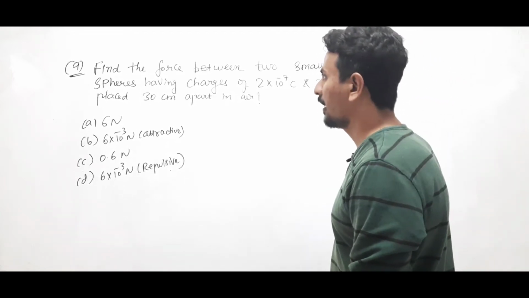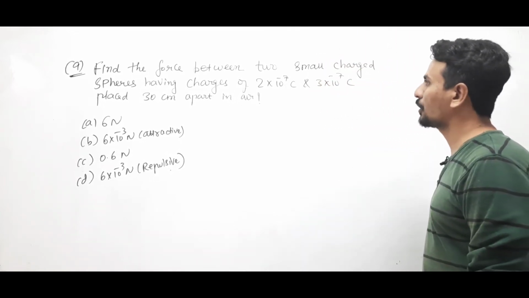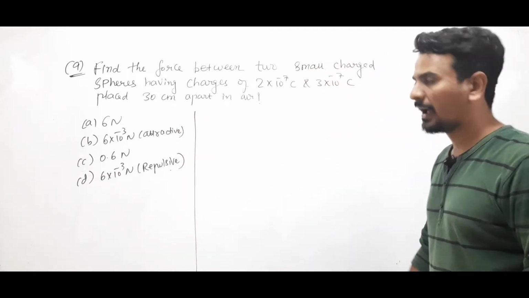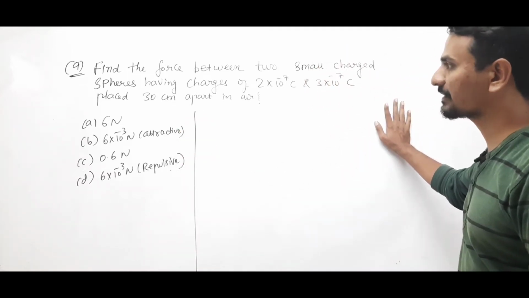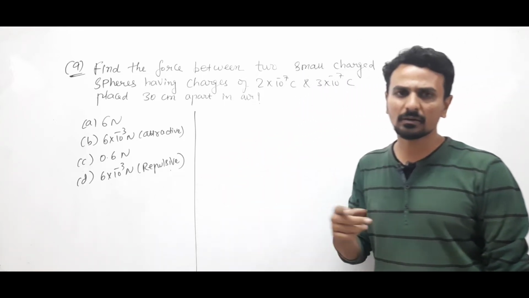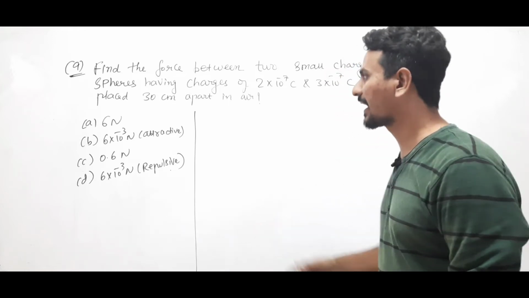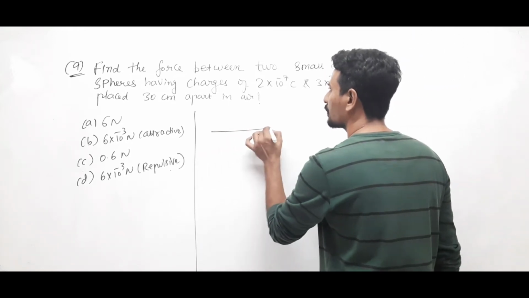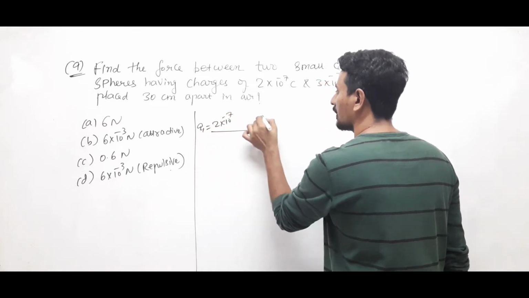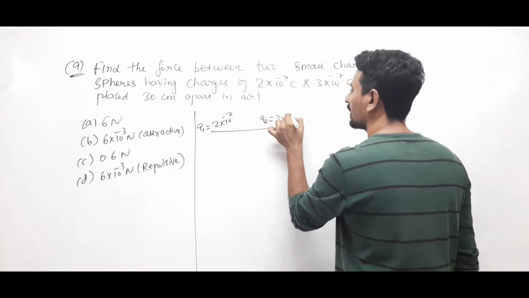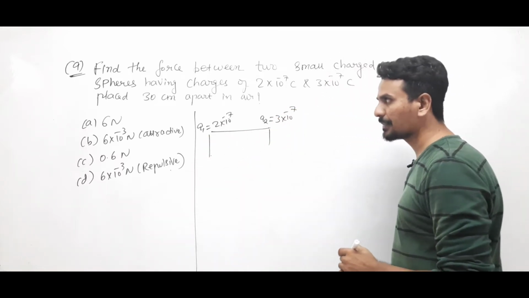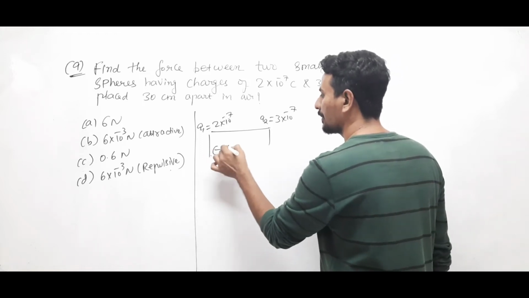Okay, the ninth one. Find the force between two small charged spheres having charges of 2 into 10 raised to minus 7 and 3 into 10 raised to minus 7 placed 30 centimeter apart. Well, this can be asked as MCQ, but this is your unsolved question given in the exercise. Okay, so there are two charges. Let us say Q1 is 2 into 10 raised to minus 7, Q2 is 3 into 10 raised to minus 7, and the separation between them is 0.3 meter, 30 centimeter, that means 0.3 meter.